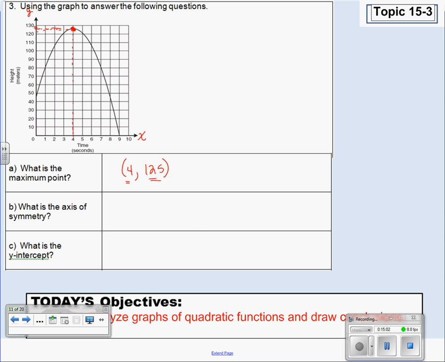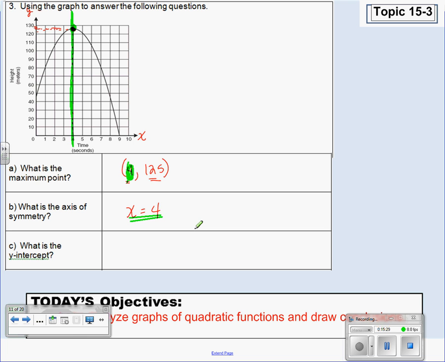B says, what is the axis of symmetry? Using my highlighter, we'll start at the vertex and draw a vertical line that goes through the vertex. The axis of symmetry crosses the x-axis at x equals 4. Again, remember how that is related to the x-coordinate of our vertex.